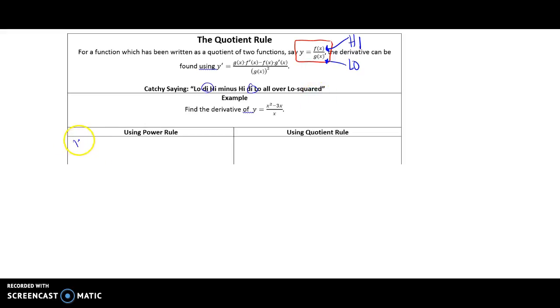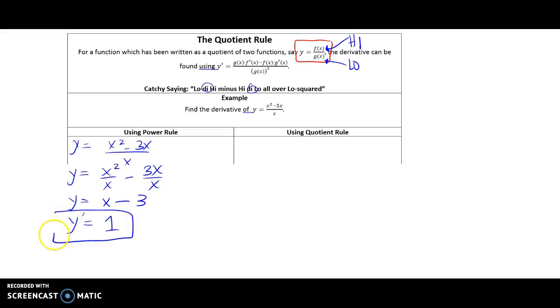So as an example, here's a function that's definitely a quotient, x squared minus 3x all over x. And if I utilize old strategies from yesterday, I would have to split this into two separate fractions and simplify. x squared over x is x, 3x over x is 3. I could then find y prime, which in this silly case turns out to just be 1. Cool, nothing wrong with doing that.